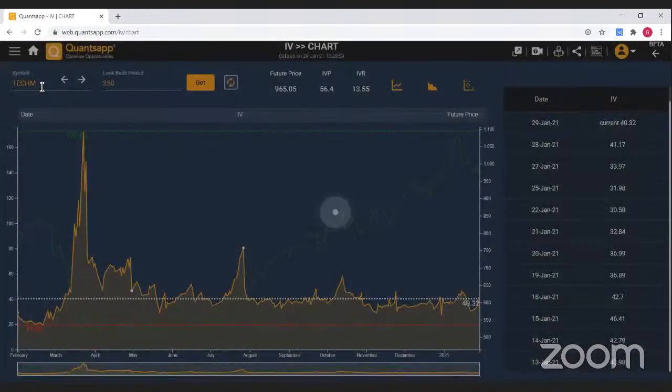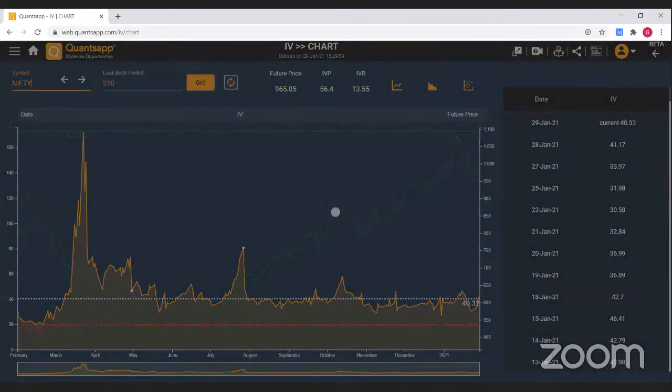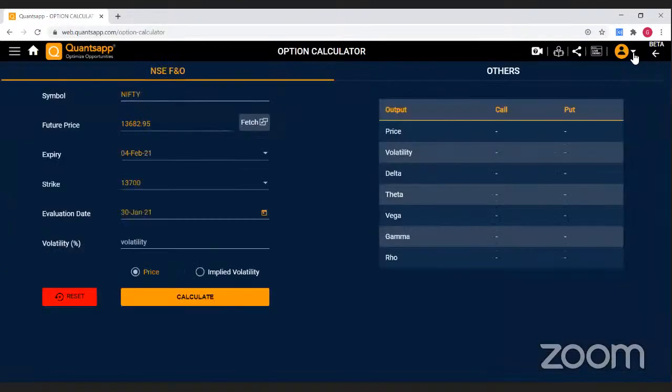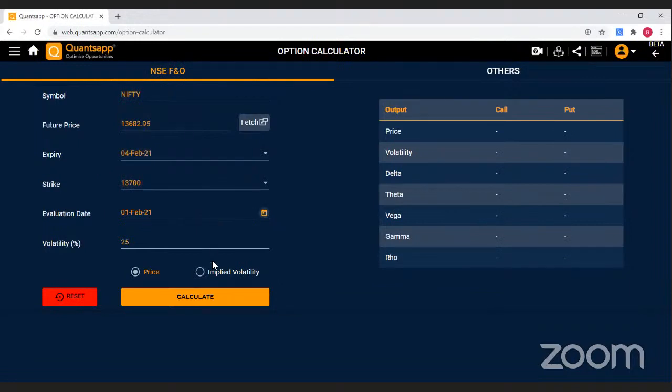You can take any FNO stock. So if I say the Nifty volatility is 24.96, let's say 25. We'll go back to option calculator, volatility of 25. So suppose the volatility remains the same on Monday, on the 1st of February, I'm gonna calculate the prices. So what I did, I'm calculating the prices of the call and put option based on the volatility.